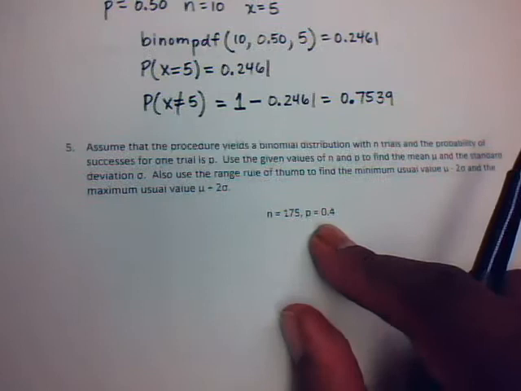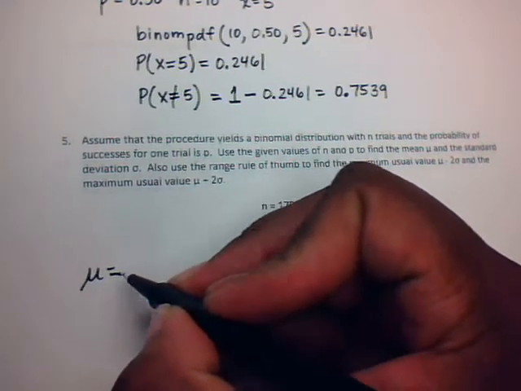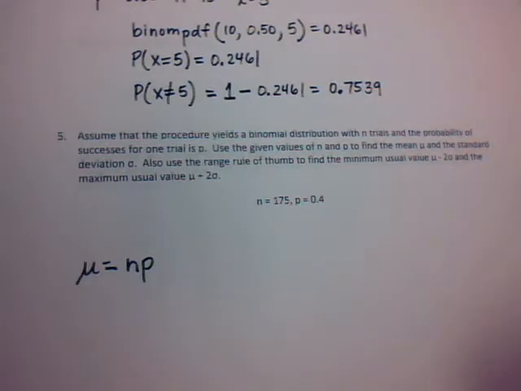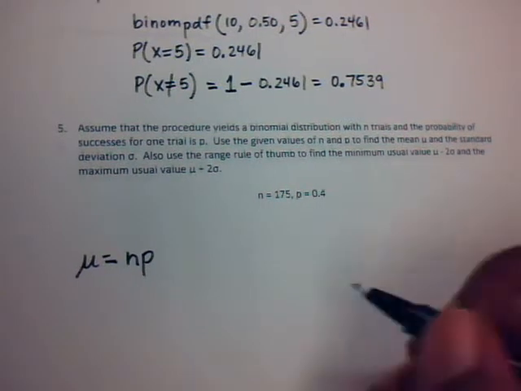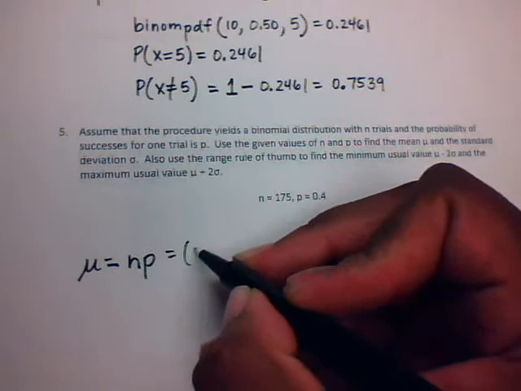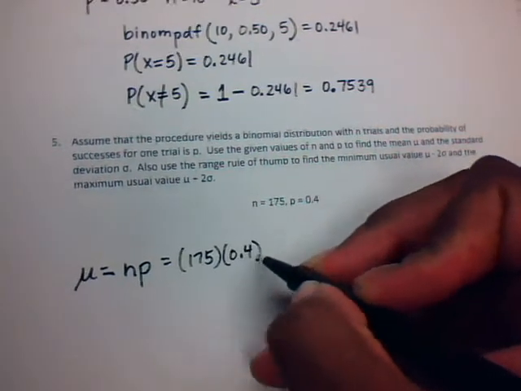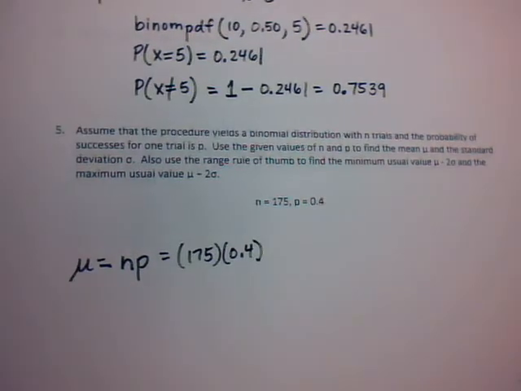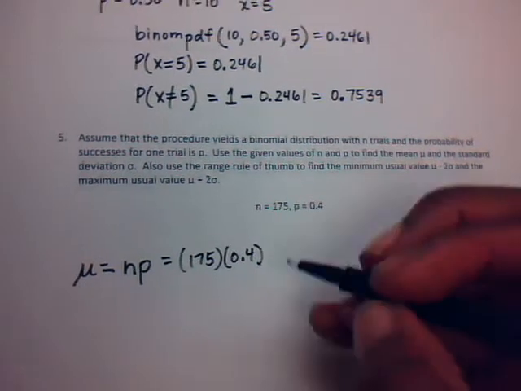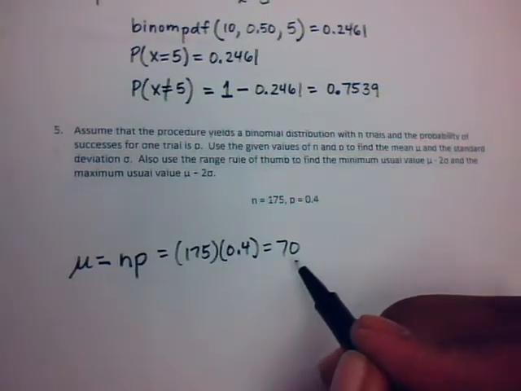Well, it is a binomial distribution with n and p given, so the mu, which is the mean, is n times p. So we're finding the mean, which is your mu, that's n times p. We just simply take 175, which is n, multiply that by p, which is 0.4. So 175 times 0.4 will give you 70. So the mean, which is our mu, is 70.